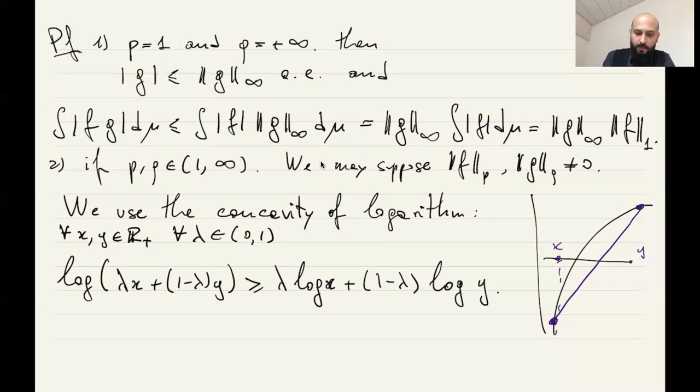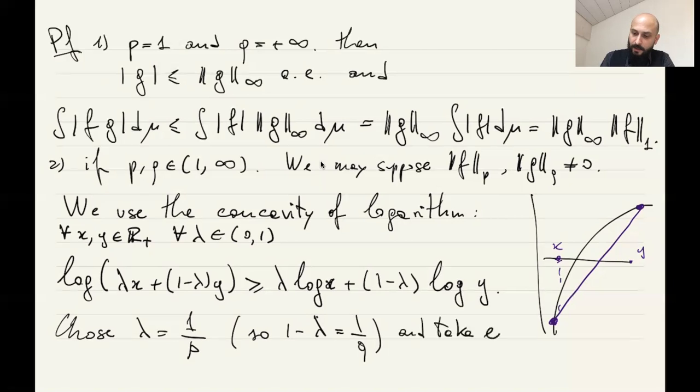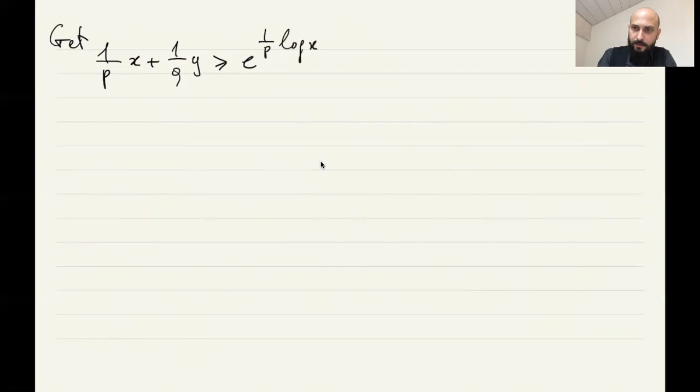Okay. Now what we are going to do, we are going to choose lambda to be 1 over p. So what we get is that 1 minus lambda is equal to 1 over q. And we take exponentials. So what we get is (1 over p) x plus (1 minus 1 over q) y is greater or equal to e to the (1 over p log x plus 1 over q log y). Now this number becomes an exponent in x, this one becomes an exponent in y. E to the sum is the product of the exponentials, and what we get is x to the 1 over p times y to the 1 over q.